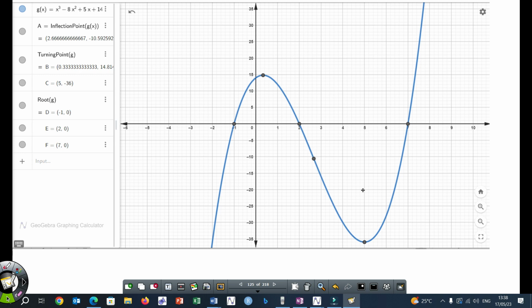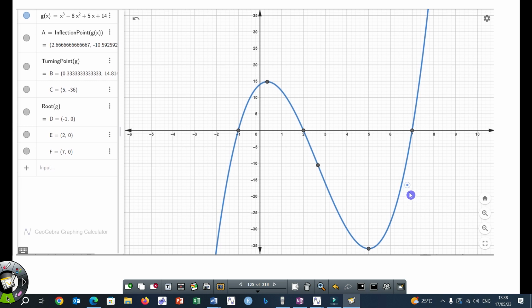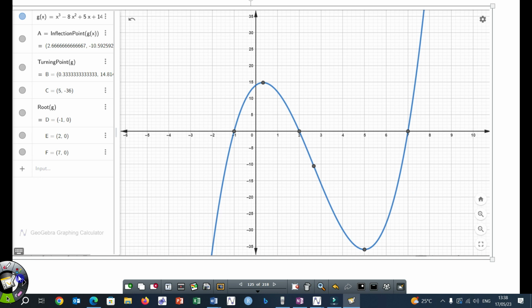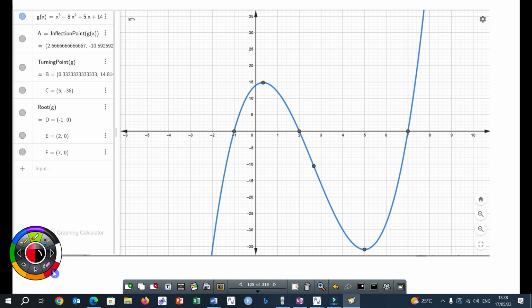Okay? So, based on the equation, remember the equation of the function is g of x. The equation of the function is g of x equal to x cubed minus 8x squared plus 5x plus 14. Okay? So the y-intercept is going to be here at y equal to what? 14.